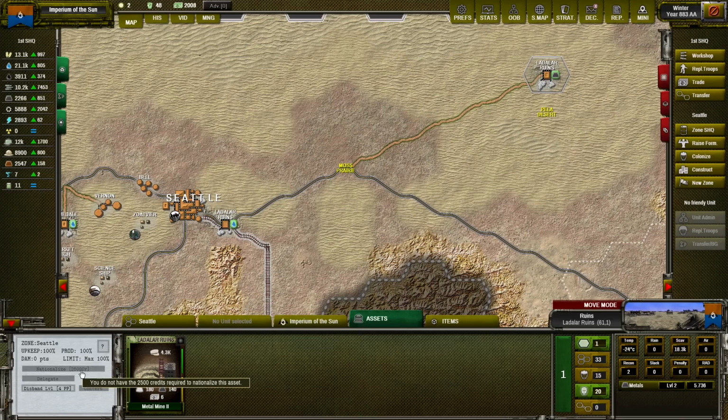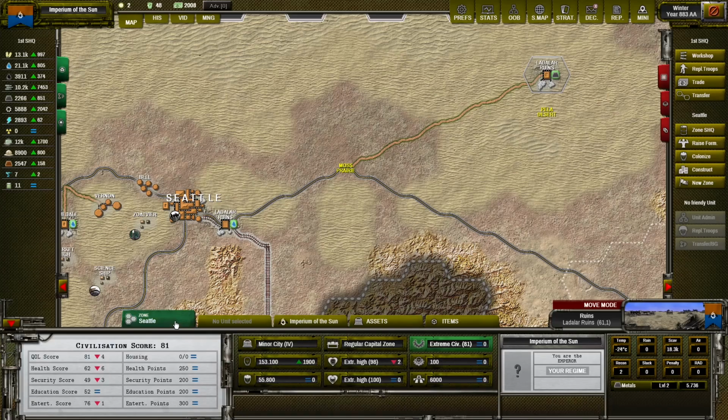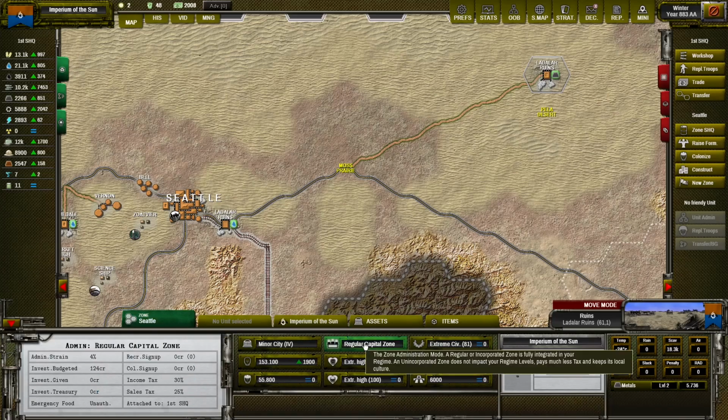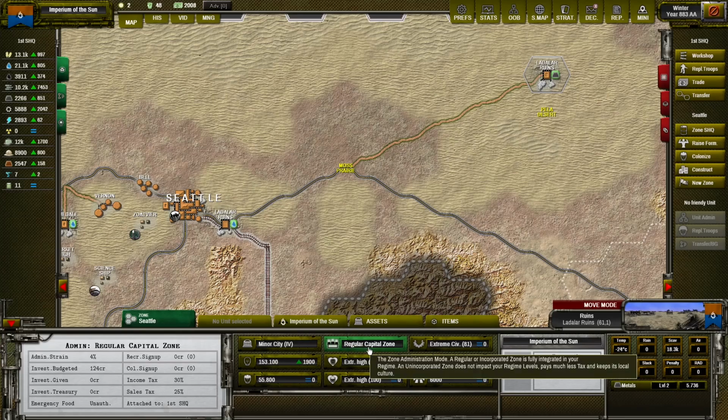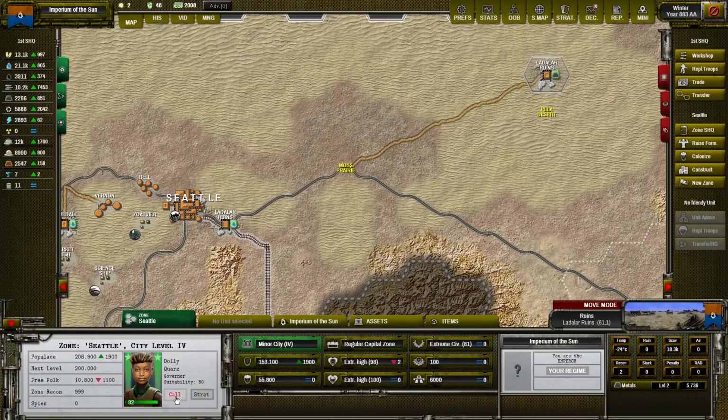Usually it's 1000 credits or 500 credits for smaller assets. In this case, this is 2500 because this is a level 2 mining asset. Okay, so how to help the private economy to grow? In the administration tab, you can see the invest budget, and you can change it by calling your governor.